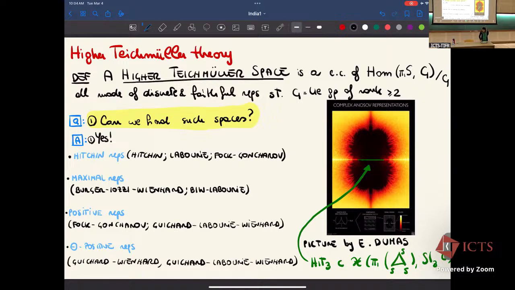This is the fundamental group of an orbifold, S2(5,5,5). It's a triangle group, to have this one dimension.